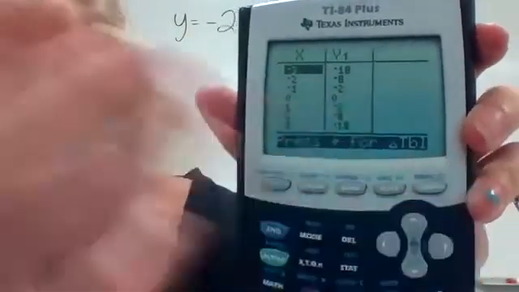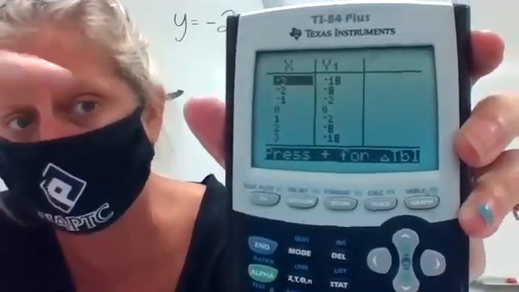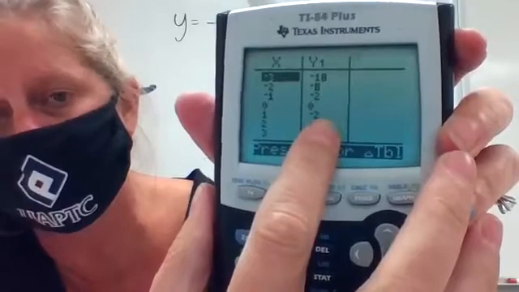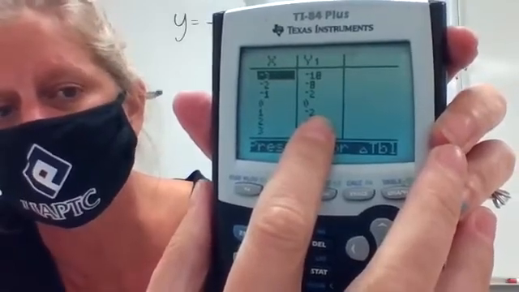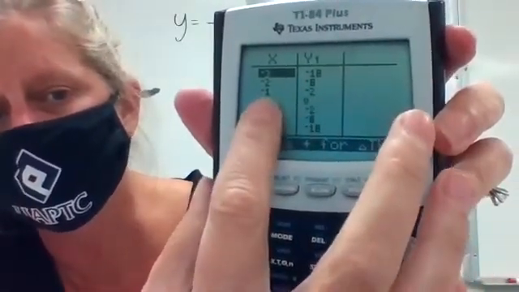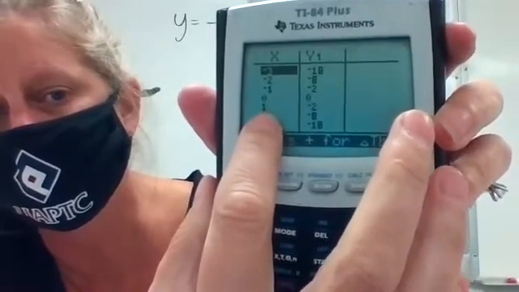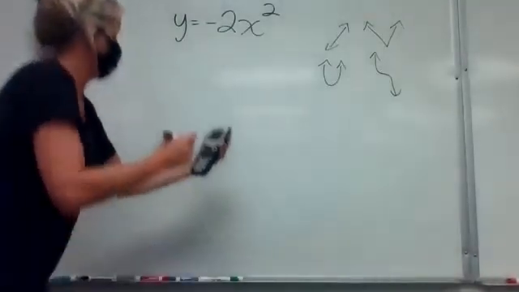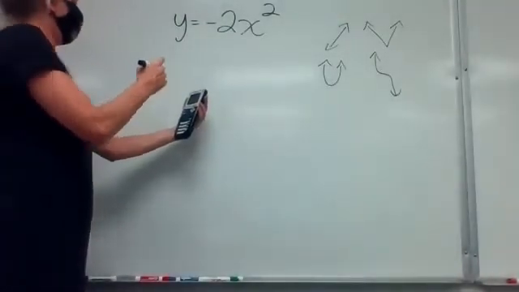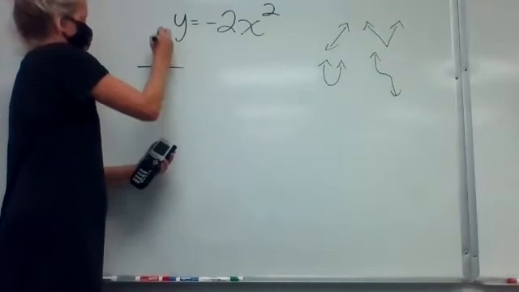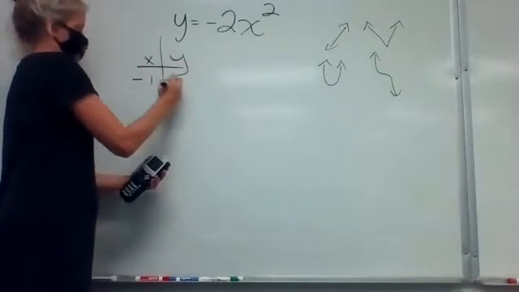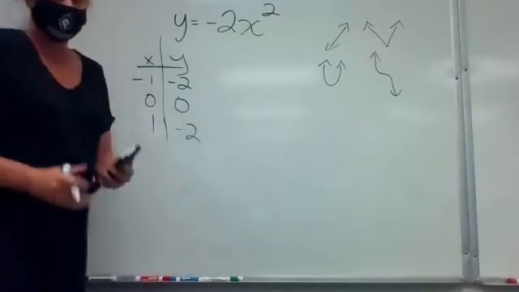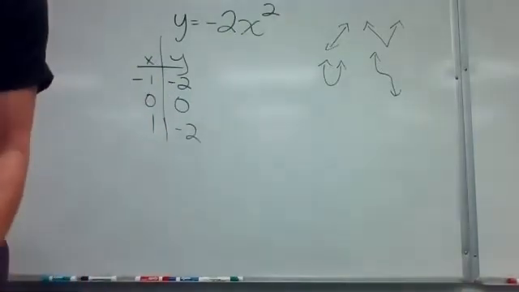So I'm actually going to plot 3 points on this one just to show you what makes it do that shape. But Math Lab is only going to make you choose 2 after you tell it you want to draw the parabola. So I'm going to plot this one, and this one. So -1, -2, 0, 0. And then +1, -2. So I'm going to plot those 3 points.